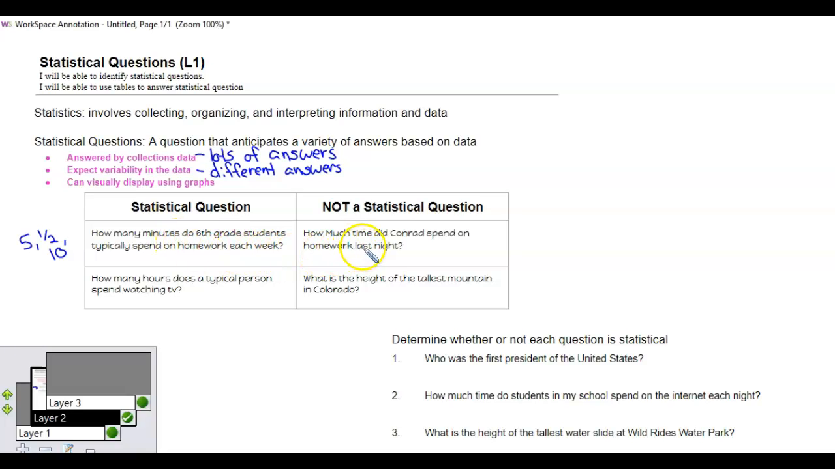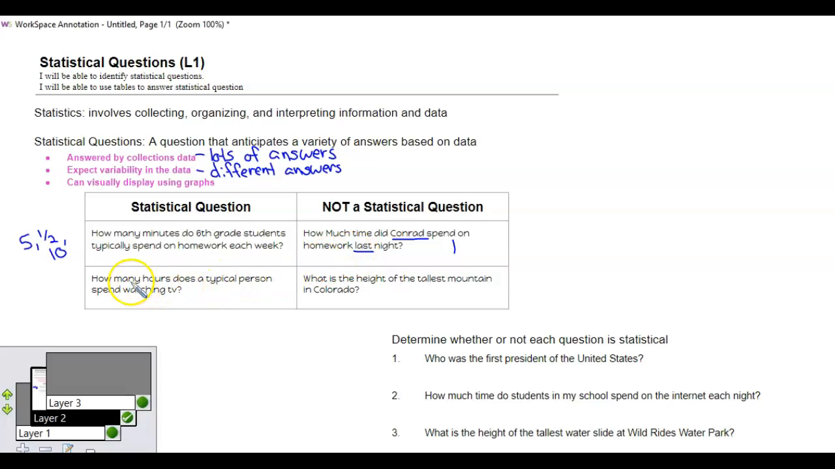Over here. How much time did Conrad spend on his homework last night? It's talking about one night and one person. So only Conrad, we can only answer this about Conrad. Let's say he spent 1 hour last night. That's it. There's no other answer for what happened with Conrad last night.